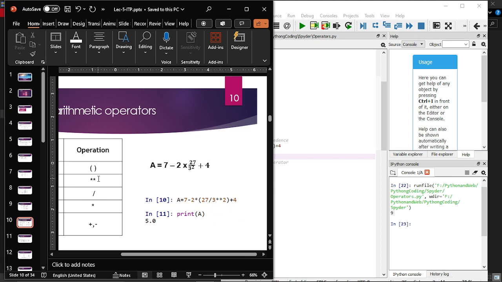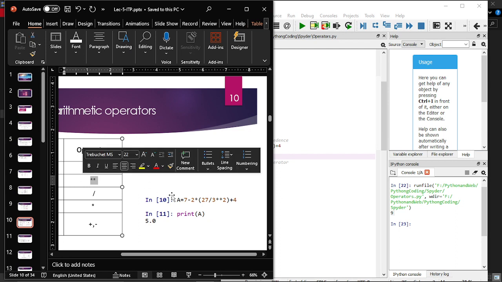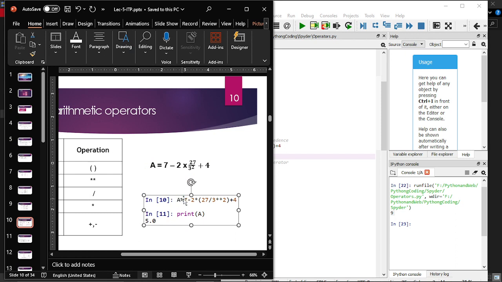So now what is the second thing that you have to do? You have to do the exponentiation. So 3 into 3, because it is 3 to the power 2, is 9. When you divide 27 by 9, 9 threes are 27, so the result is 3. Next is multiplication. Division is over, so now multiplication: 3 ones are 3, 3 nines are 27, so 9 twos are 18. Then you again come with the minus 7, and then you add the 4. So you get your answer as 5.